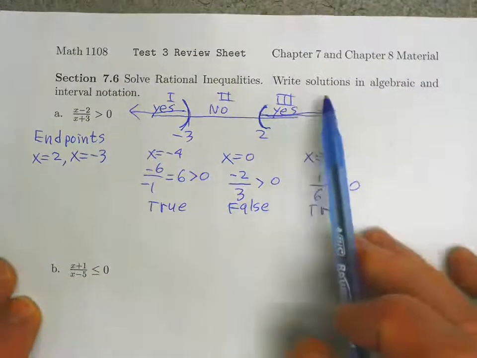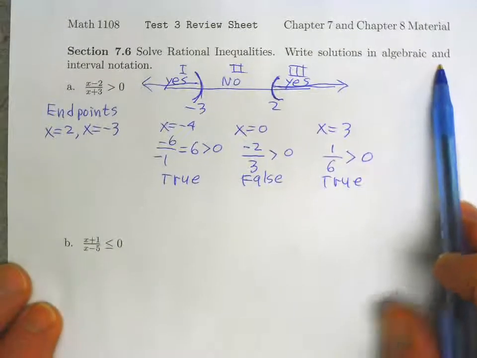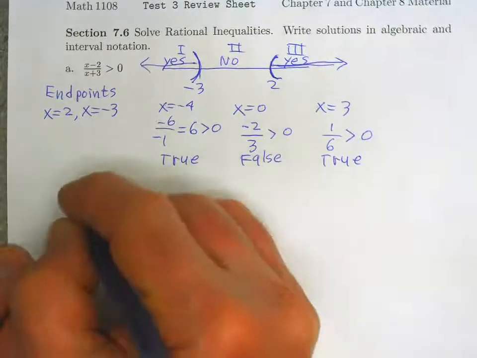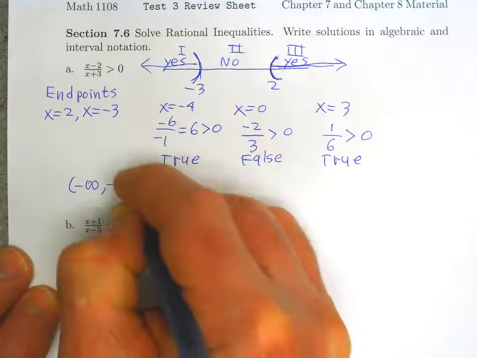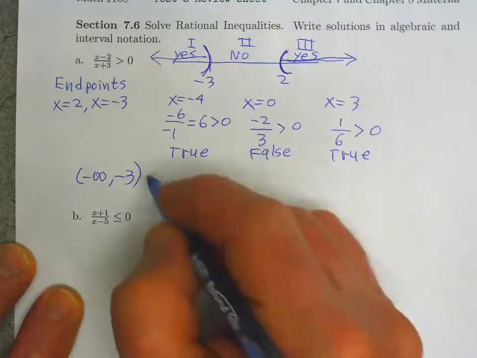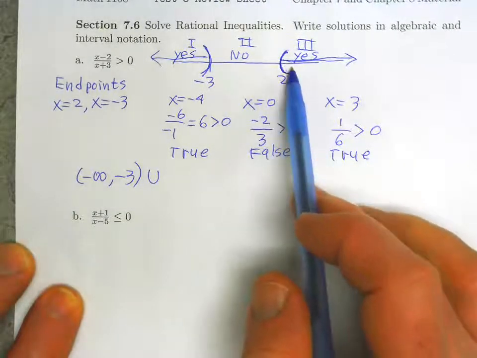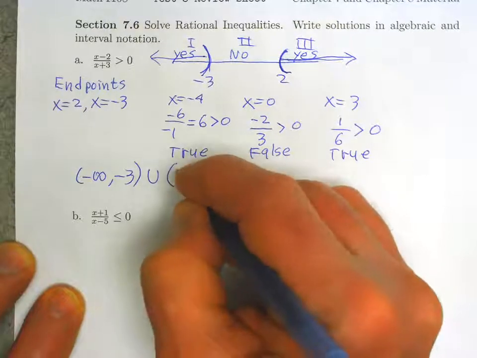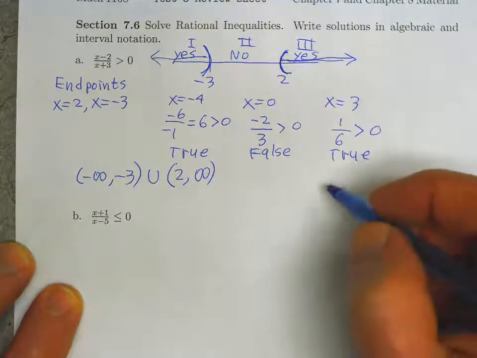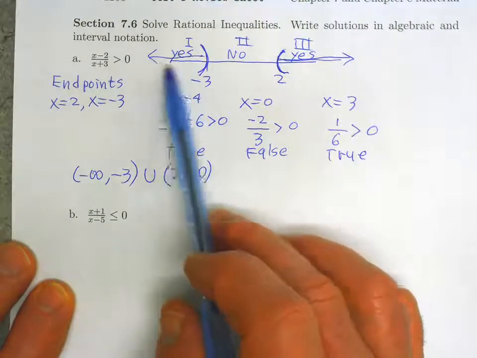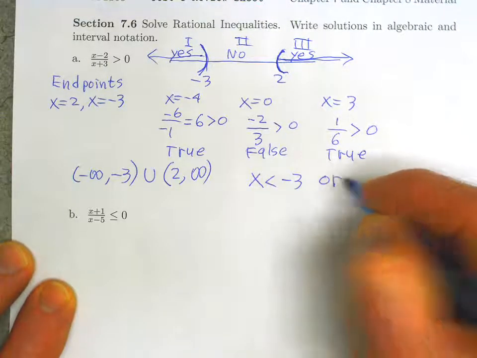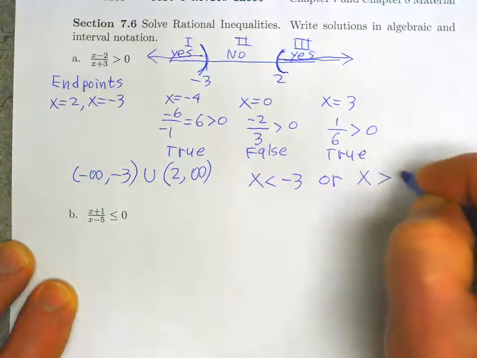Okay, the directions say write the solutions in algebraic and interval notation. I'll write the interval notation first. The left interval from negative infinity to negative 3, excluding negative 3, is written this way. This is the interval notation. And then we put the union symbol, and then this set of numbers from 2 to infinity, excluding 2, is parenthesis 2, comma, infinity. That's the interval notation. The algebraic notation, this set of numbers on the left, that's x is less than negative 3. And then we write the word or, and then x is greater than 2.